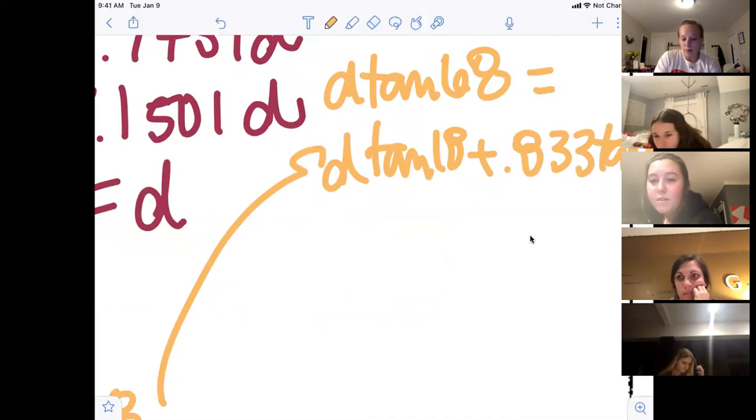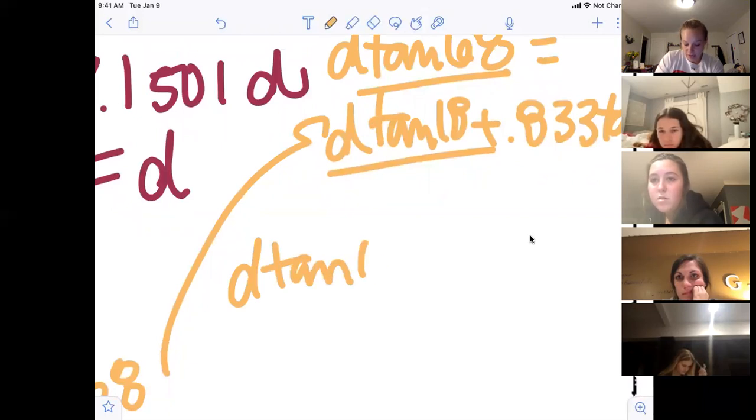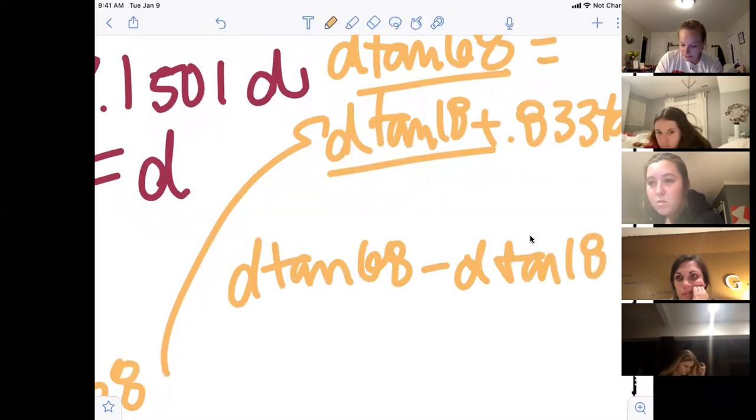And then I need to get both my D's on the same side. So I'm going to move the D tan 18 to the left side. So I've got D times tangent of 68 minus D tangent of 18 equals that 0.833 tan of 18.